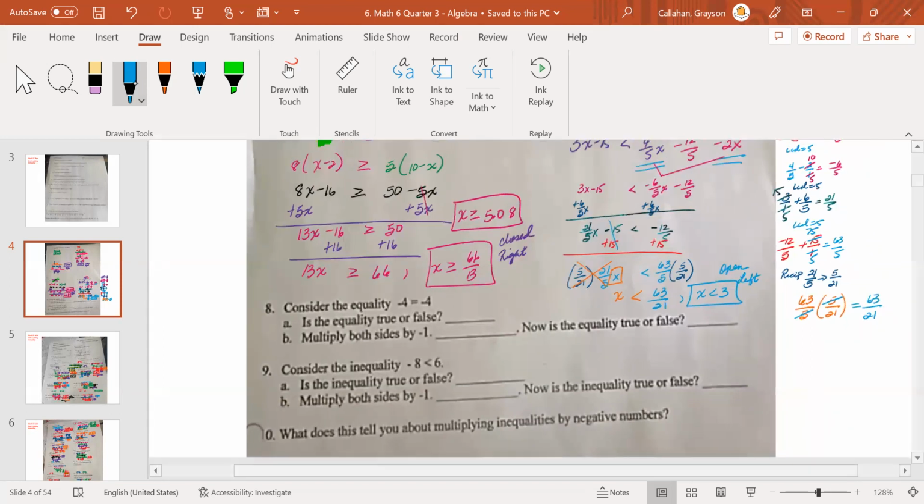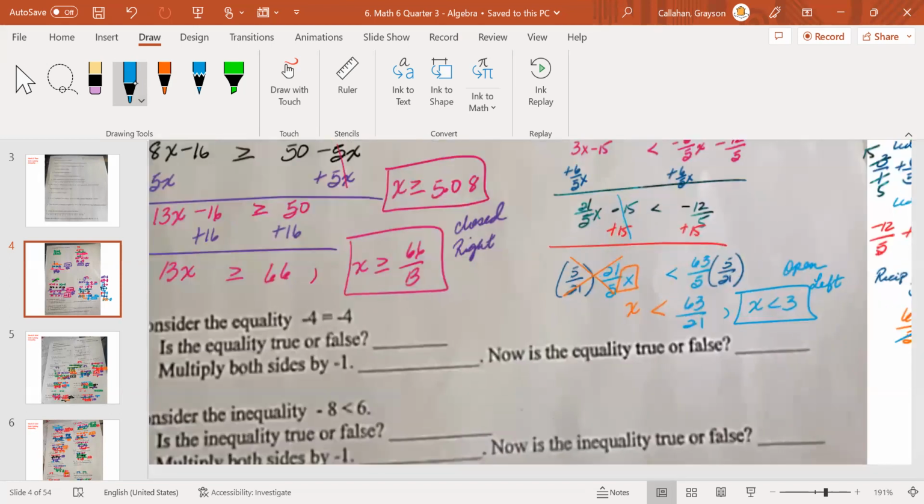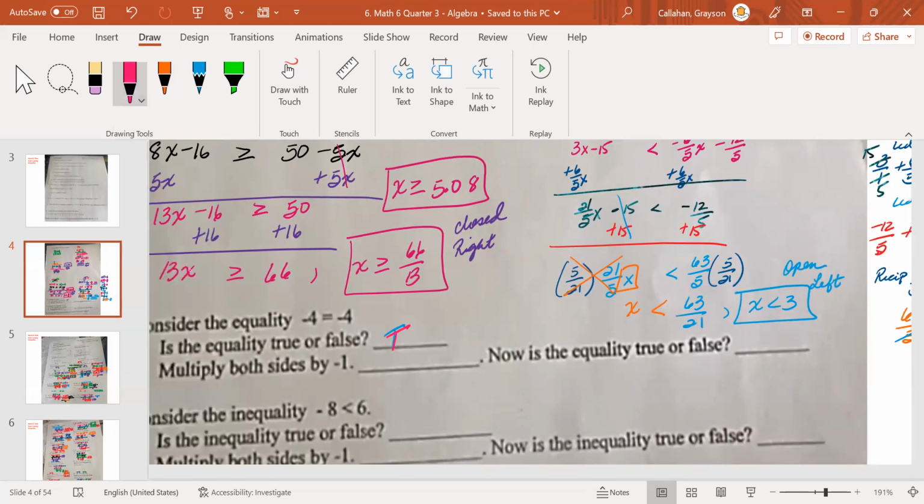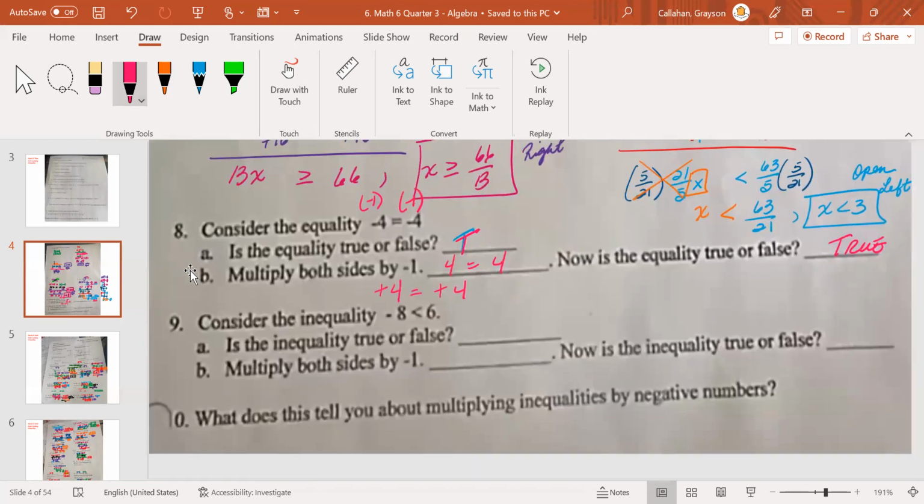Consider the equality negative 4 equals negative 4. Is the equality true or false? That would be true. Negative 4 does equal negative 4, right? Yeah. Multiply both sides by negative 1. If I multiply both sides by negative 1, what am I going to get? What's negative 1 times negative 4? Positive 4 equals positive 4. Now is the equality true or false? Still true, right? Okay.